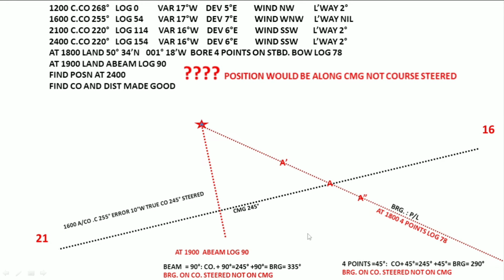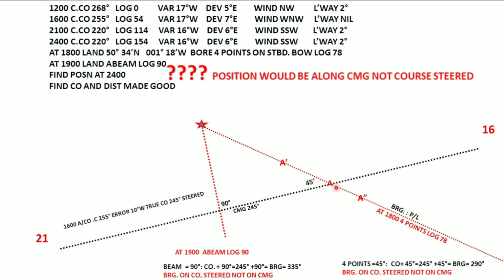In this case, when he gives me another bearing, which is a beam, I can find out my position. But this position will always be on the course made good, because you are not on the course steered, you are on the course made good. So the first bearing is 45 degrees on the bow, 4 points. The second one is a beam, that is 90 degrees here.